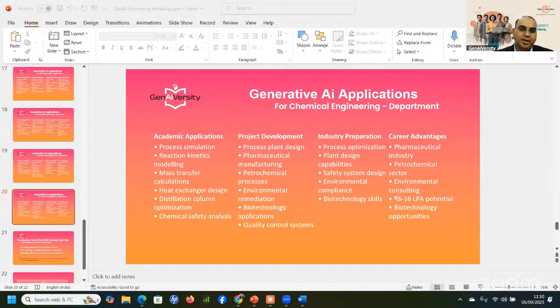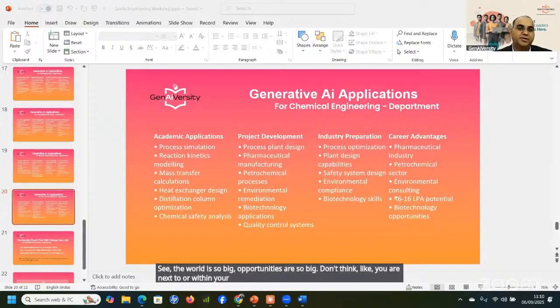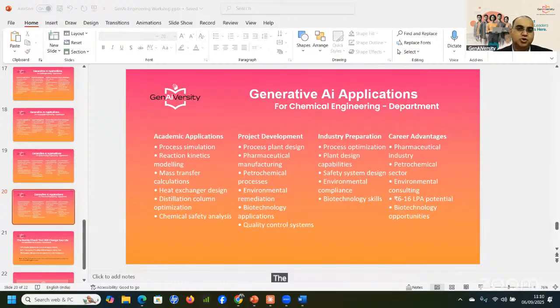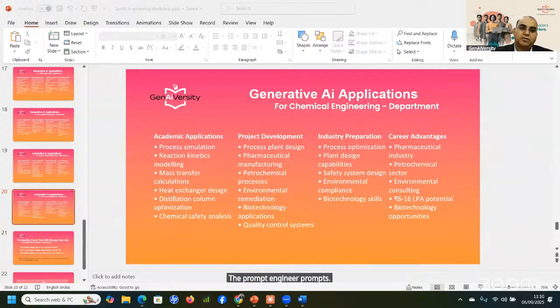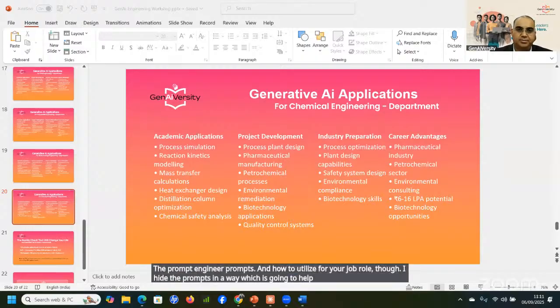See, the world is so big. Opportunities are so big. Don't think like you are next to or within your family. You don't have to compete only with the person who is next to you. The global competition is so much. So open up yourself. The world is in your hands. What you need to know is how to utilize it, how to create prompt-engineered prompts, and how to utilize them for your job role. Write the prompts in a way which is going to help your career.